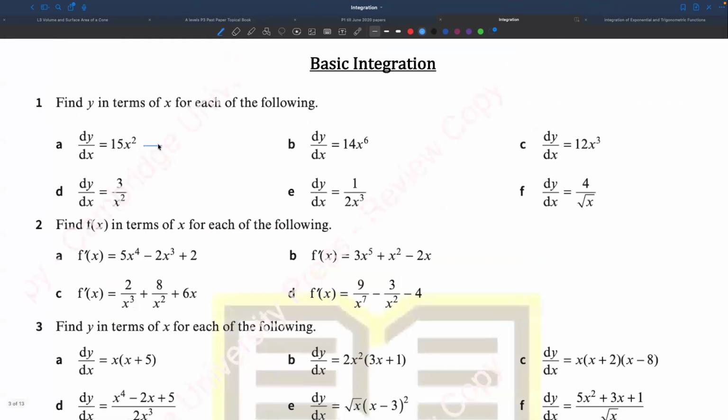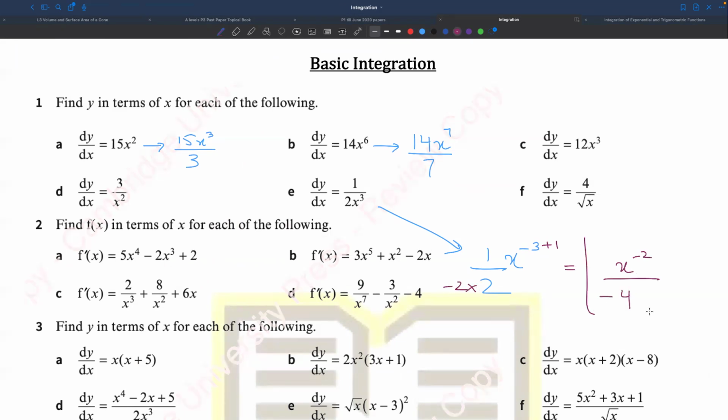So 15x square will become 15x cube upon 3, or 5x cube, right? I will not do any steps over here. 14x^6 will become 14x^7 upon 7. When it is in the denominator, you first bring it in the numerator. Please leave the 2 as it is and bring it in the numerator. And then you again add power 1 and divide it by the new power. So the new power is minus 2. So this will become x power minus 2 divided by minus 4. And this will be the integral.